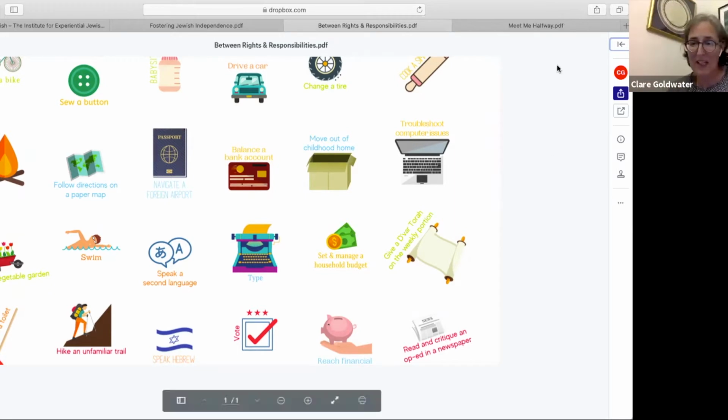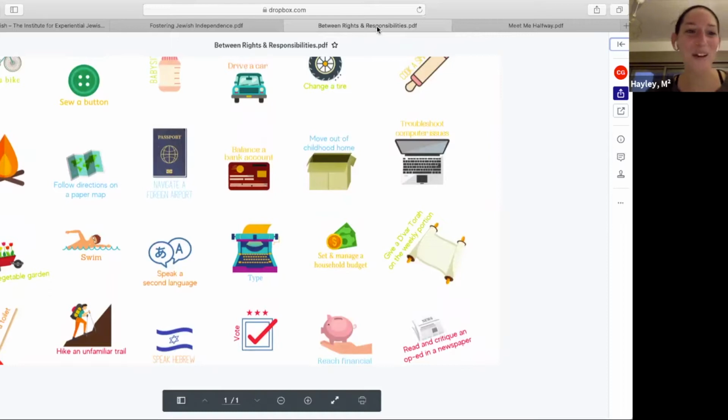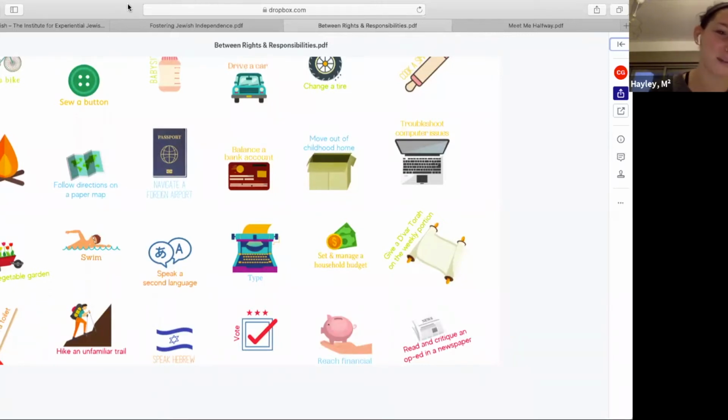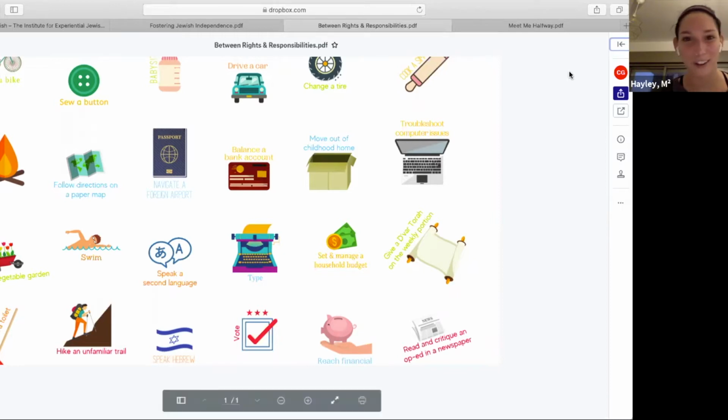Brilliant. Haley? Sure. Okay, so mine is going to veer slightly away from one of them, which is follow directions on a paper map. So I'm going to change it to learning cardinal directions, because it's something that I pride myself on, knowing how to navigate with cardinal directions, specifically in Chicago, which is where I learned to do it.